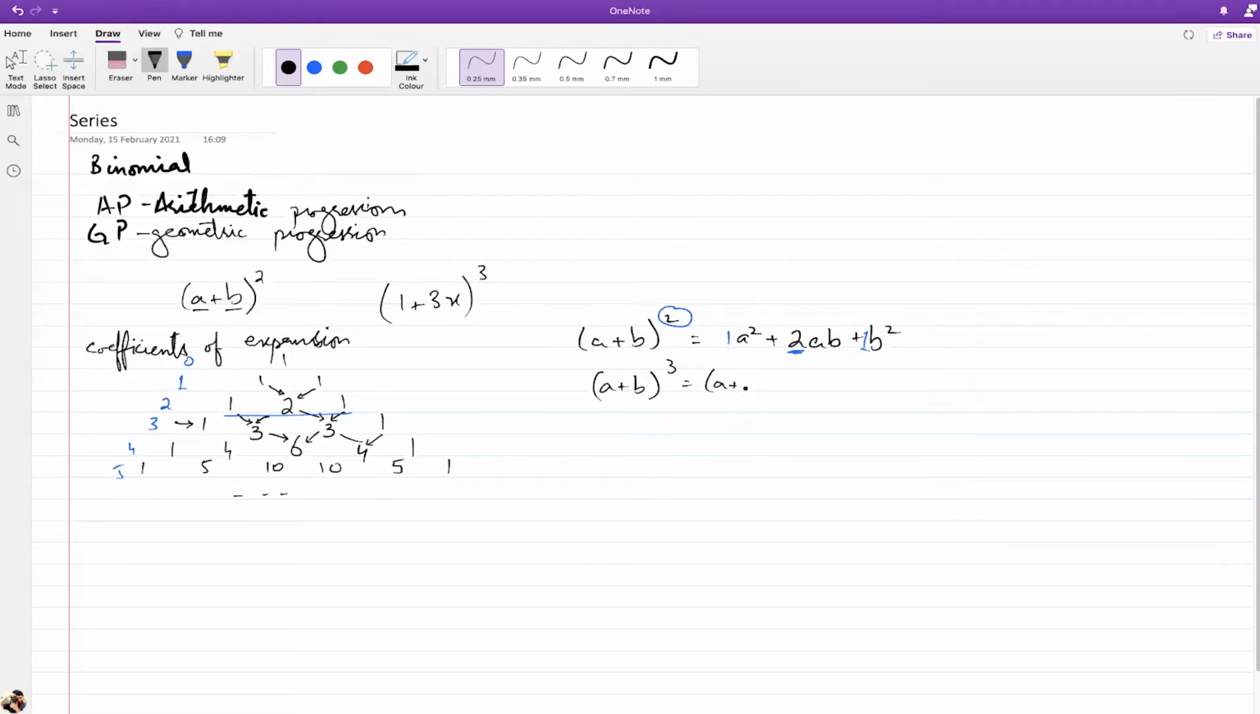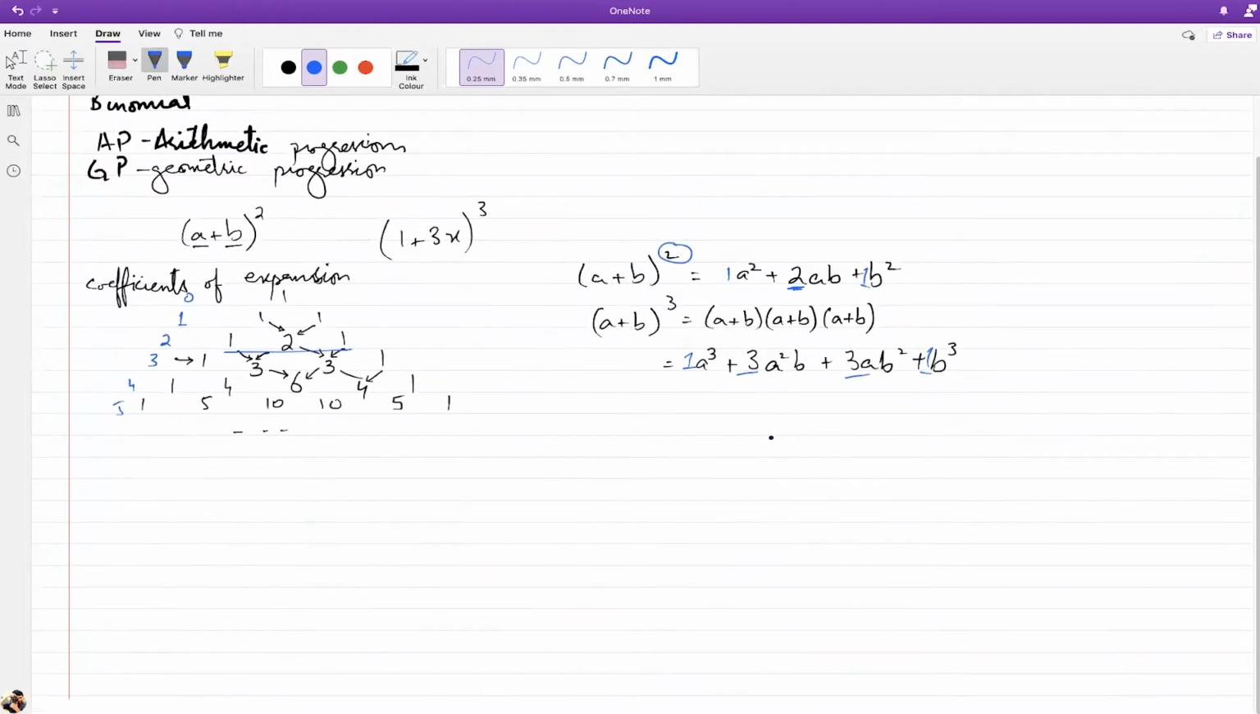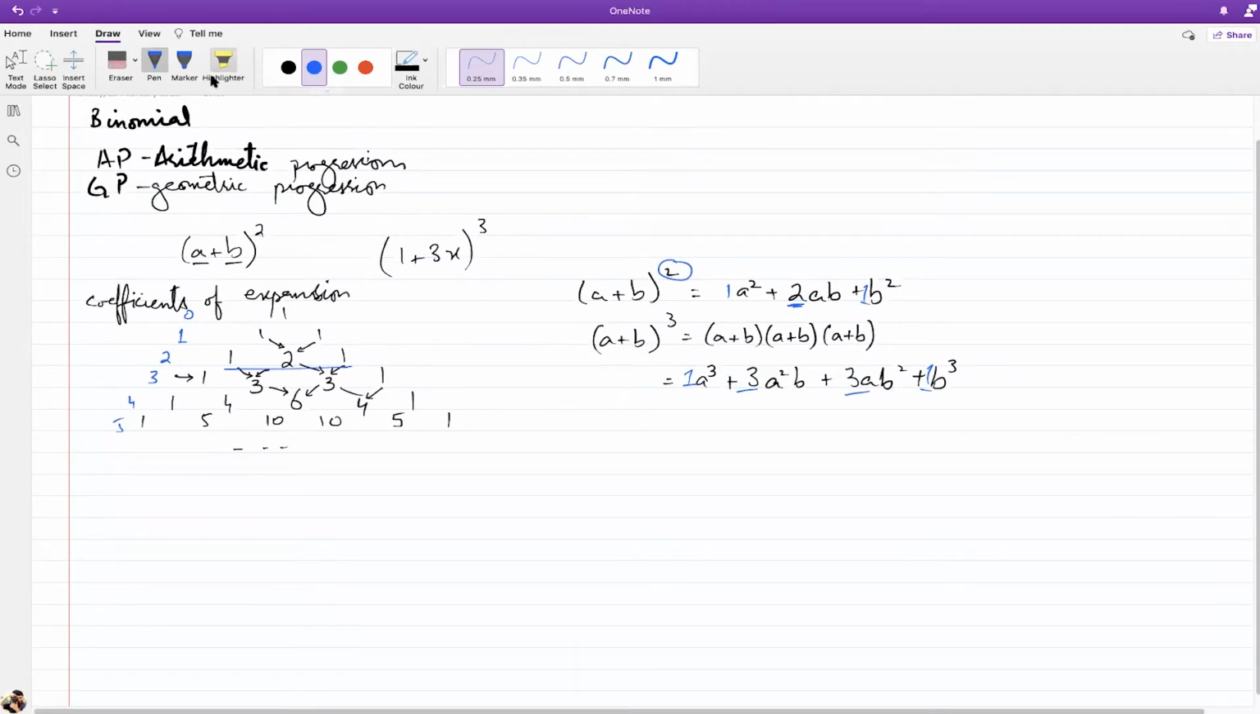You can have a plus b and you can multiply them multiple times with each other. And you will end up with a cube plus 3a square b plus 3ab square plus b cube. And the numbers there are already 1, 3, 3, and 1. So that's how it goes and that's how it grows. You keep on adding these numbers and it keeps on adding more terms to this. Now, every number here is a term. So this is one term, this is a term, this is a term, this is a term. So there are 4 terms here.